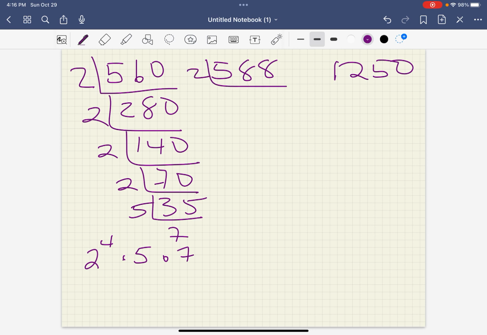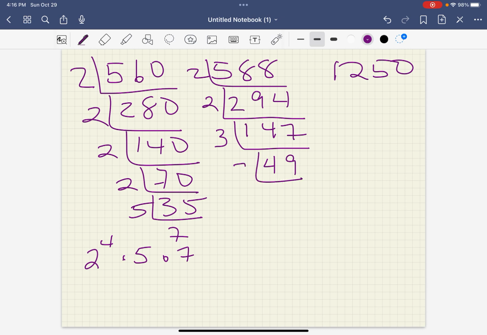Okay, 2 goes in here, 294. 2 goes in here, 147. And 1 and 4 is 5 and 7 is 12. So 3 goes in here, 49, and then that's 7 times 7. So this is 2 squared times 3 times 7 squared. And then this one, 2 goes in there 625.